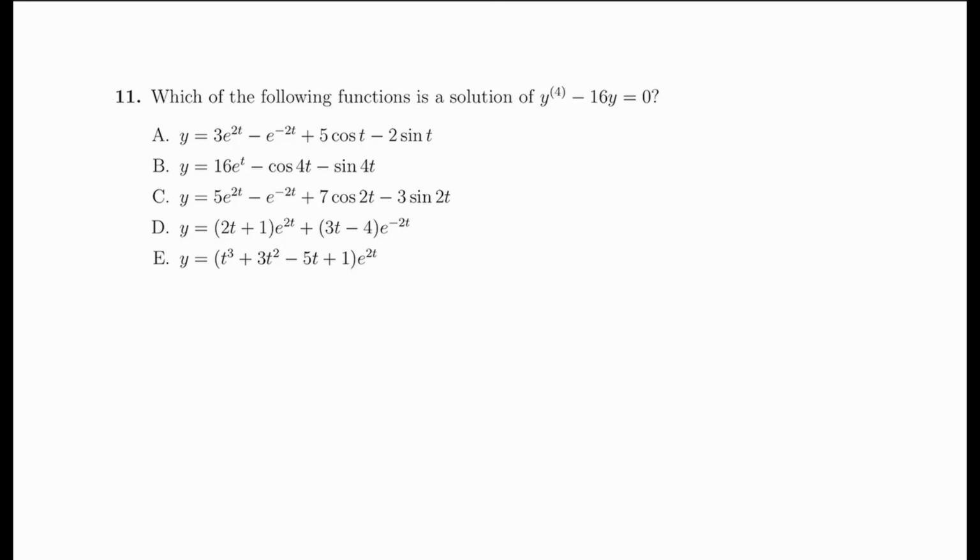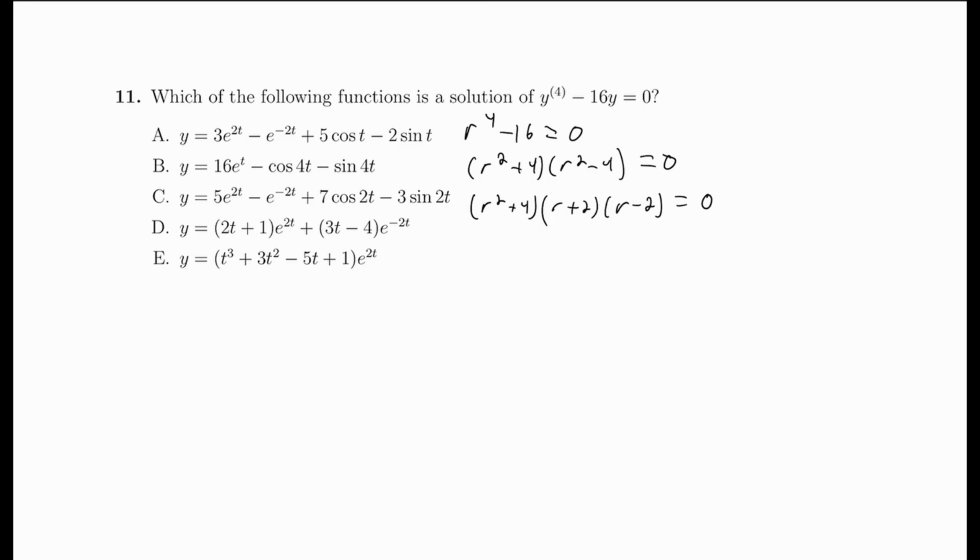We're asked to find which of the following functions is a potential solution to this homogeneous differential equation. Because it's homogeneous, we'll set up our characteristic equation, r to the 4 minus 16 is equal to 0. You can factor this into r squared plus 4 times r squared minus 4. And then again into r squared plus 4 times r plus 2, r minus 2.